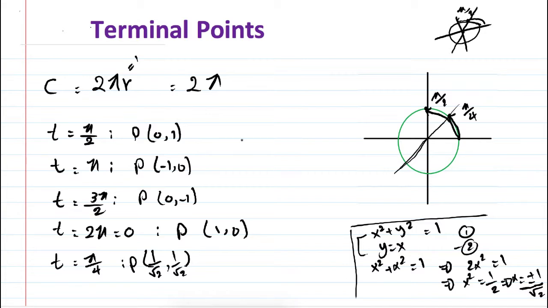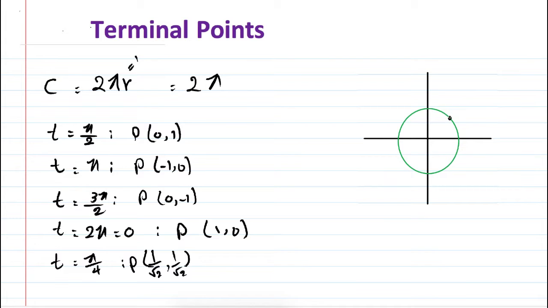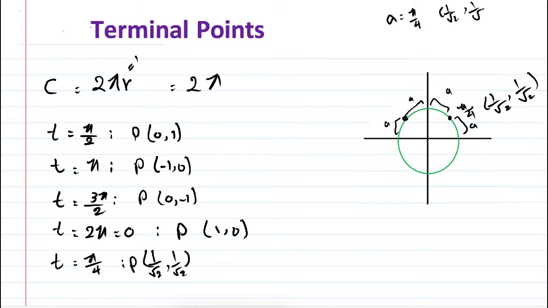Let me delete this. If this is pi over 4, and the terminal point of it is 1 over square root of 2 and 1 over square root of 2, suppose this is a. Right here is the halfway through, this will be 2a, and this will be 4a. So 2a equals pi over 2, and 4a equals pi. That's how I want you to think about it. The distance a equals pi over 4, and the terminal point of it is 1 over square root of 2 and 1 over square root of 2. 2a equals pi over 2, and the terminal point of it is 0 and 1.